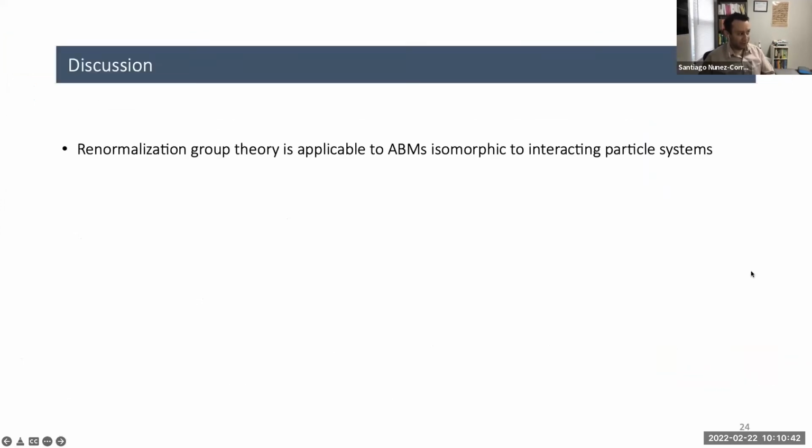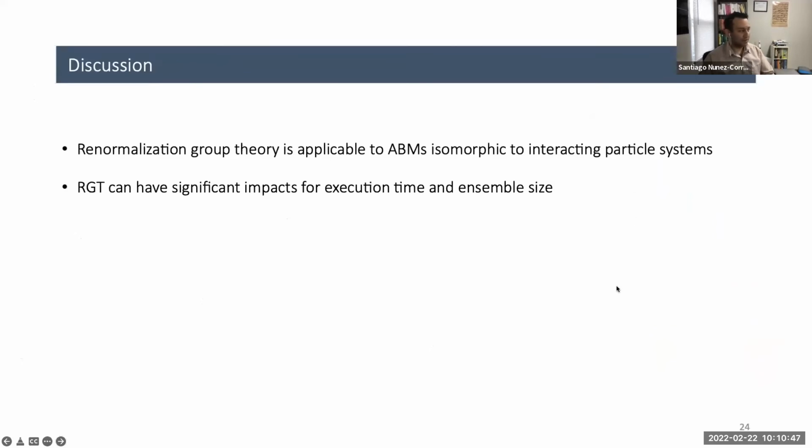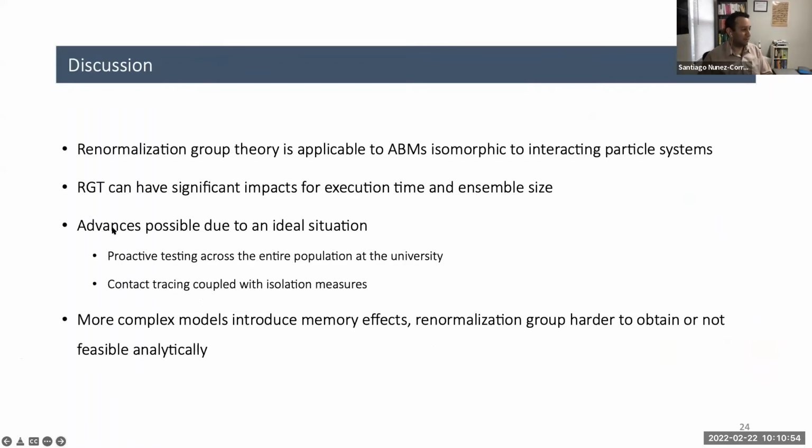So what we learned is that we can use RGT in ABM models that are isomorphic to interacting particle systems. They can have significant improvements in execution times and sample sizes. These advances are possible due to an ideal situation here where the data and proactive testing existed, but more complex models introduce memory effects, and the renormalization group is harder to obtain or maybe not feasible at all analytically. So this was the first lesson, and in the time that I have left, which I think is about 9 minutes, I'm going to show a bit of another piece of research.